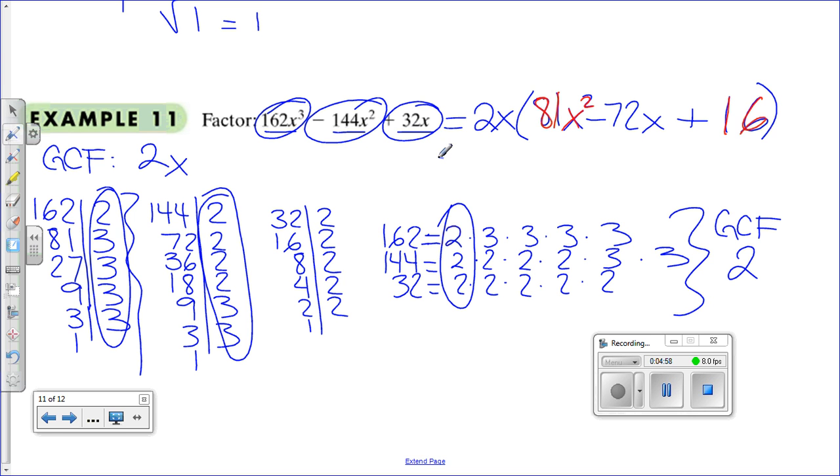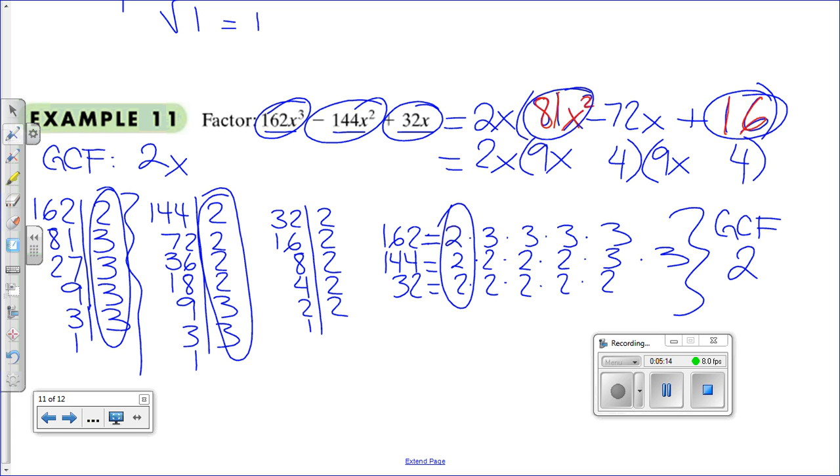So because of that, I could say that this is a perfect trinomial square, and therefore I can factor it into two binomials, where I take the square root of this term, so that will be 9x, and I take the square root of this term, and so that will be 4. And for our signs, we know that here we have a negative, so we must have negative and negative here. So that is a way to write it down. Another way to write it will be 2x times 9x minus 4 squared.